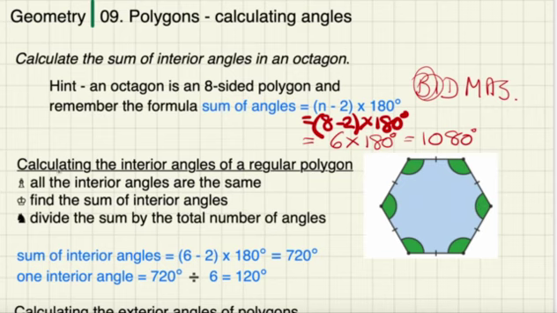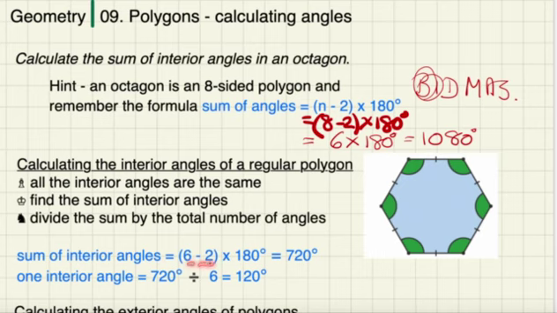So, calculating the interior angles in a regular polygon. All the interior angles are the same, as I mentioned. Find the sum. Find out if you were to add up all these angles, what would that come to? So we have an equation for this, a calculation which we just looked at above. So the sum of the interior angles equals 6. So this 6 has come from the number of sides. 1, 2, 3, 4, 5, 6 sides.